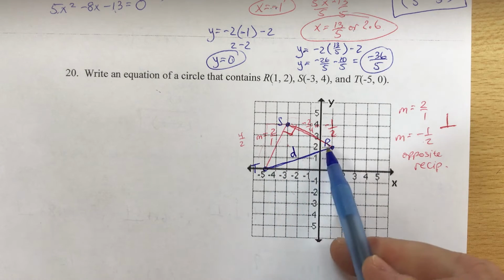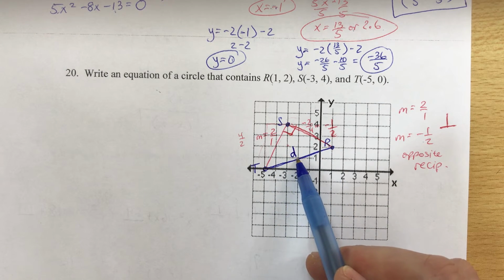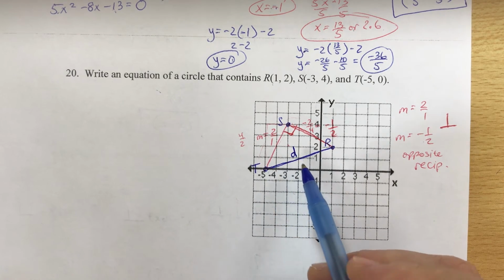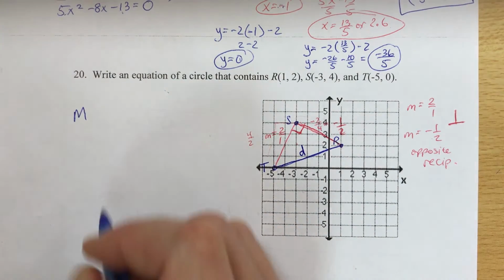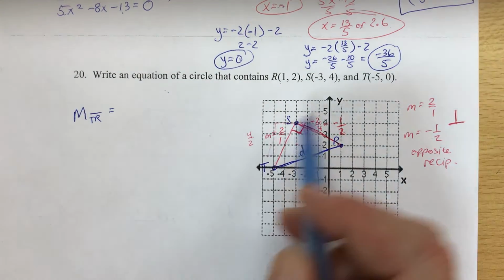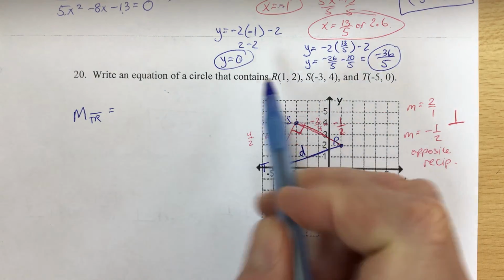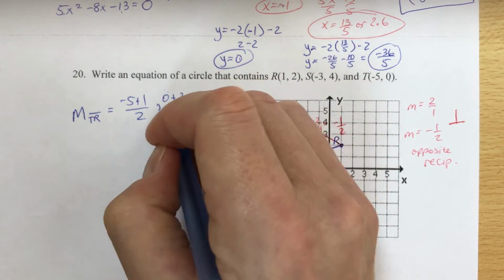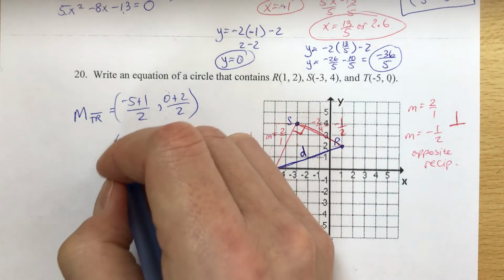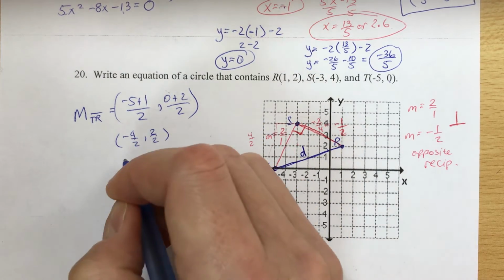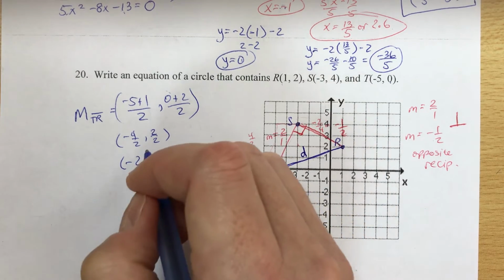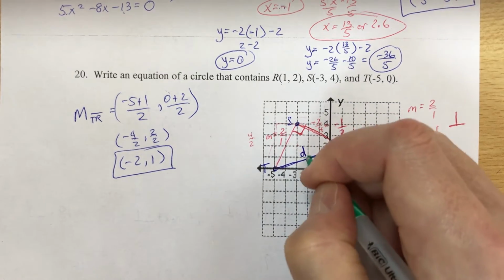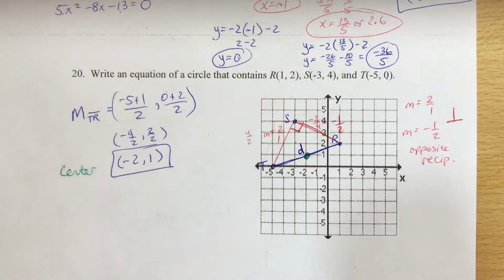So if I could find the center of this, I would have my center of the circle. If I could find the midpoint of TR, because half of a diameter is a radius. So if I take TR, I'm going to do the midpoint formula, which is where I add my x's. So I'll take -5 plus 1 over 2, comma, and then I add my y's, 0 plus 2 over 2, and we work that out. That's -4 over 2, comma, 2 over 2, which is -2, comma, 1. That is your center. So if I say here's -2, comma, 1, that is the center of the circle.